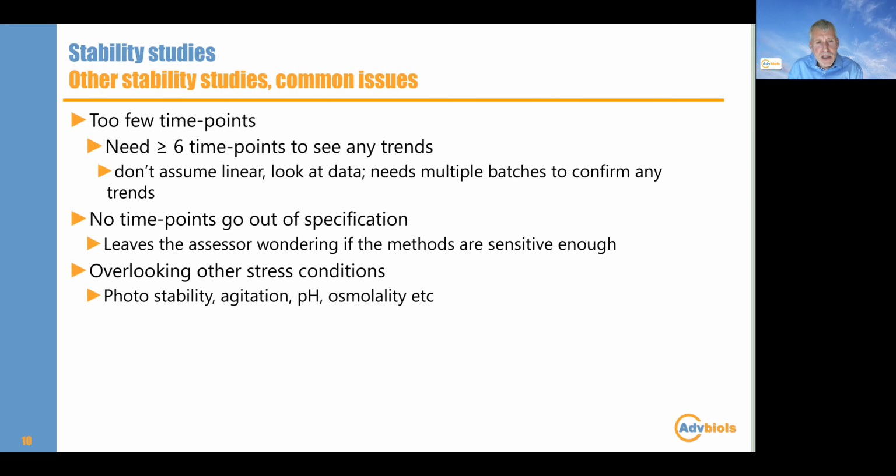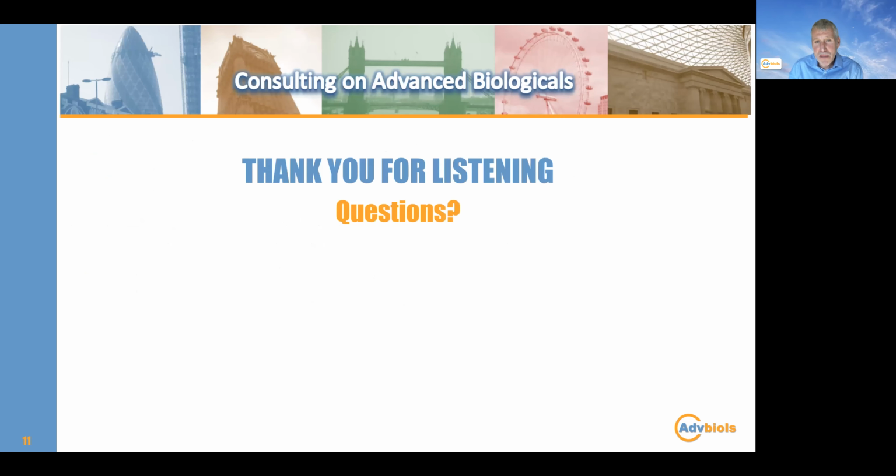And then lack of consideration for other types of stability study and the value that they might bring. Photostability, you might be surprised. I used to think this seemed daft for biotech products, but actually it does matter. Photostability for your excipients might matter as well. Agitation, that sort of thing. And that's it, really. That's my walk through my top issues with stability studies, and thank you for listening.